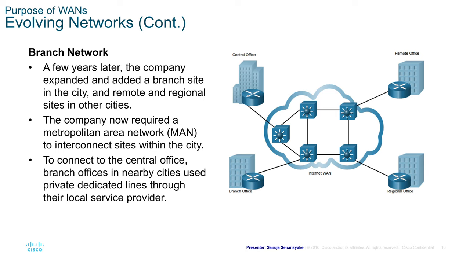So the company now requires a metropolitan area network, also known as a MAN, to interconnect sites within the city, to connect to the central office. Branch offices in the nearby cities use private dedicated lines through their local service provider. So now we have a MAN situation as the company grows.